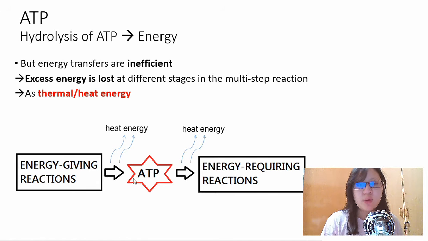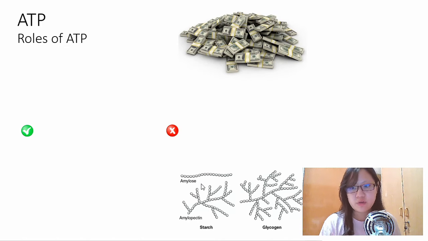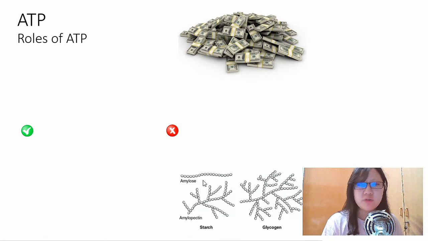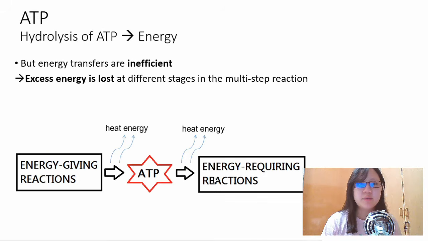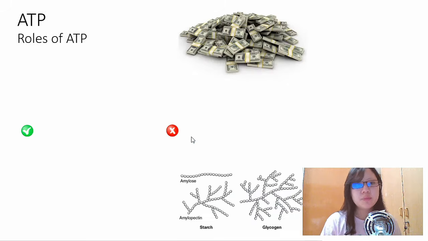The same thing goes when ATP is used. ATP is broken down and the energy is used in energy-requiring reactions. Whatever energy ATP releases when it's breaking down, not 100% will get into the energy-requiring reaction. There is some energy loss as heat somewhere. Anyways, moving on to the next role of ATP. Actually, they are all one role. They're just different words to describe the role. Just now we talked about how it was a universal link, right? Going back a little bit, a universal link or an intermediate energy molecule.